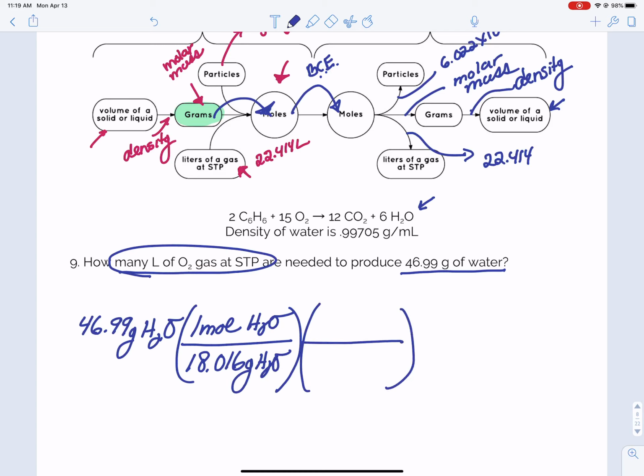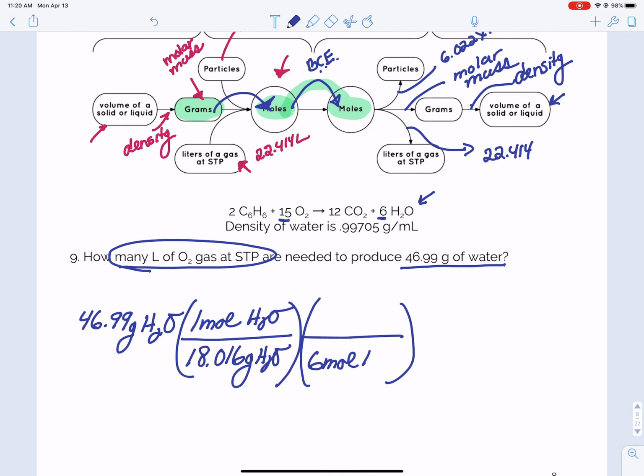Then, where do I go next? I have gone from grams to moles. Now I'm doing this leap. I'm going to moles of the unknown. And what do I use for that? The coefficients from the balanced chemical equation, right? The question is asking me about water and oxygen, right? So match up my units diagonally. So 6 moles of water goes on the bottom here so they can cross out. And there's 15 moles of oxygen, right? 15 moles of oxygen will need to be consumed to make 6 moles of water.